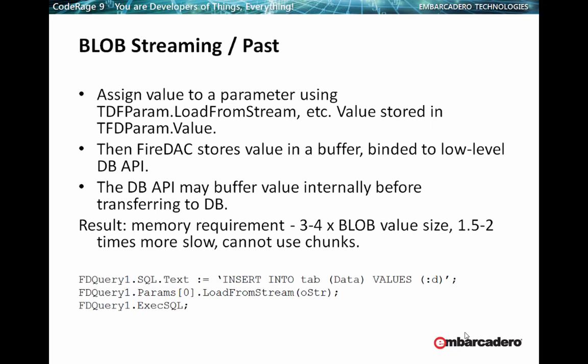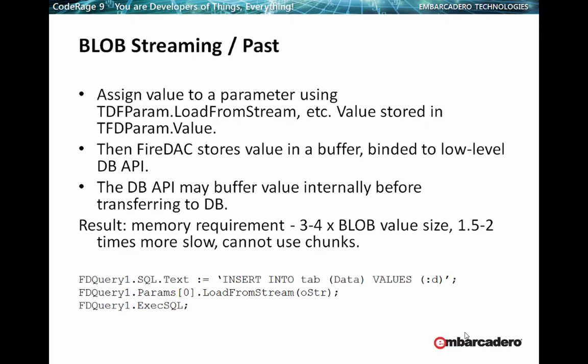Then FireDAC was storing a value internally in a special buffer, which is bound to a lower level database API. Then the database API itself may buffer a value internally before it will be transferred to the database. As a result, the memory requirement was maybe 3-4 times more than the original blob value size.